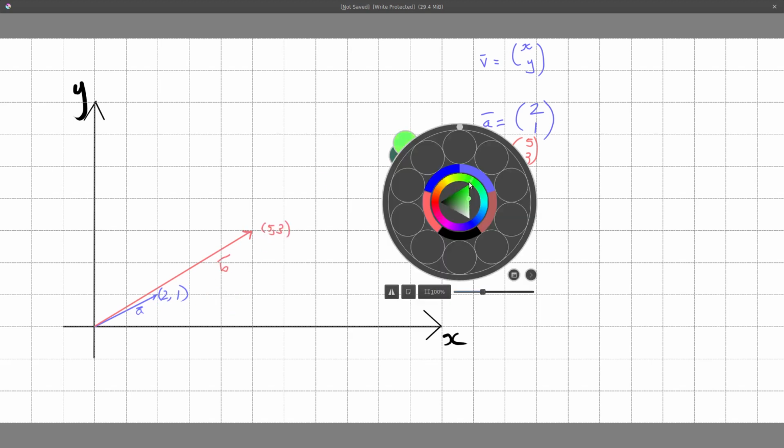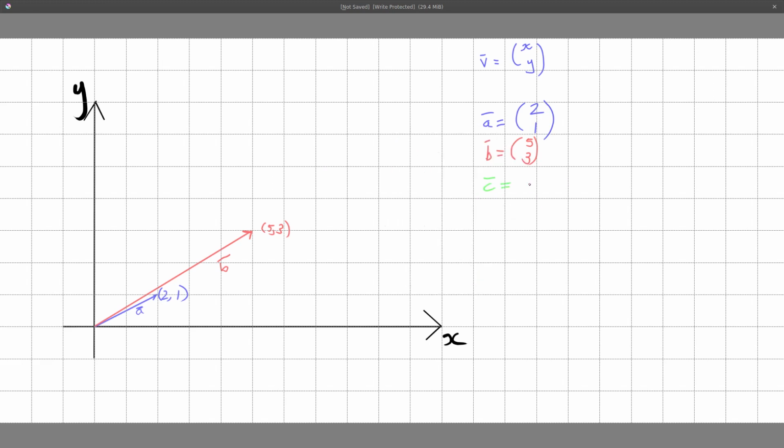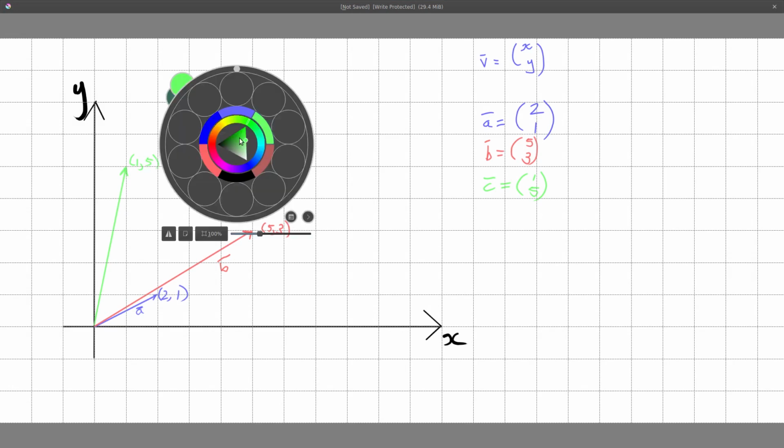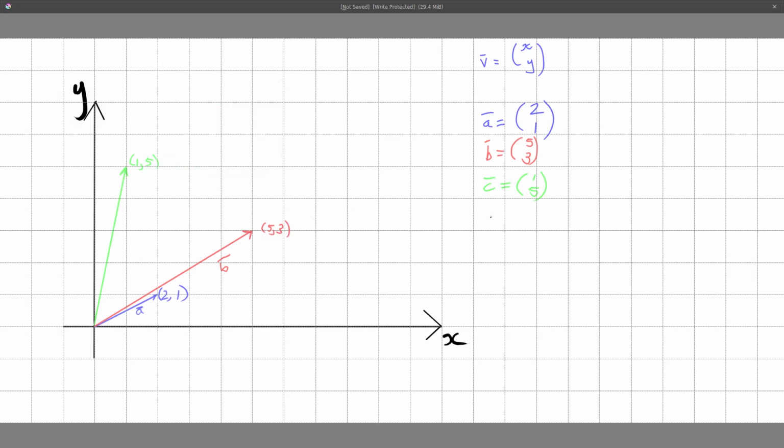How about vector c? Vector c is 1, 5. Can you figure out what this vector c looks like graphically? That's right, we move 1 to the right and 5 up. What about vector d? D is -2 and -3. This one is a bit more tricky. Let's see, what does this vector look like? It goes in the negative x direction by 2 and it goes in the negative y direction by 3.